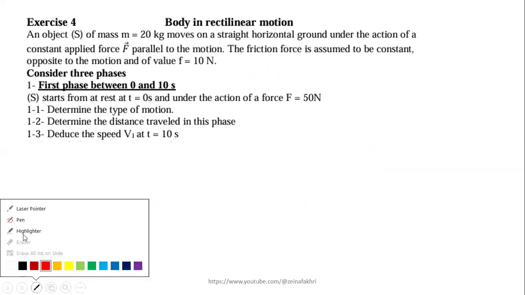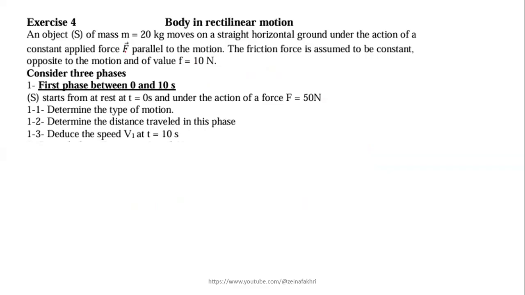So on our sheet, what we do is we put the given that we have. So we have here that the mass is equal to 20 kilograms. We have a force, it's under a force F. So here is the mass, this is the force F. The friction is assumed to be constant, so we have also friction. And since we don't have a figure, we'll trace a figure. And we have three phases.